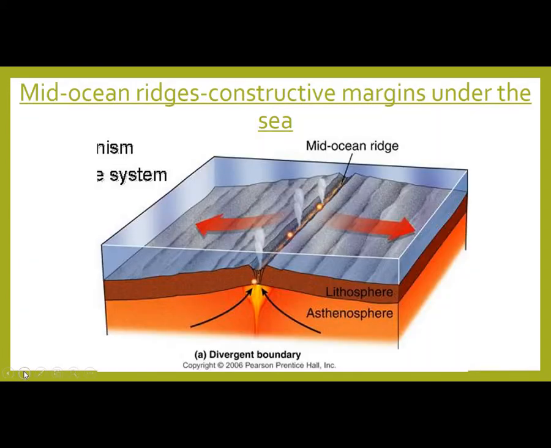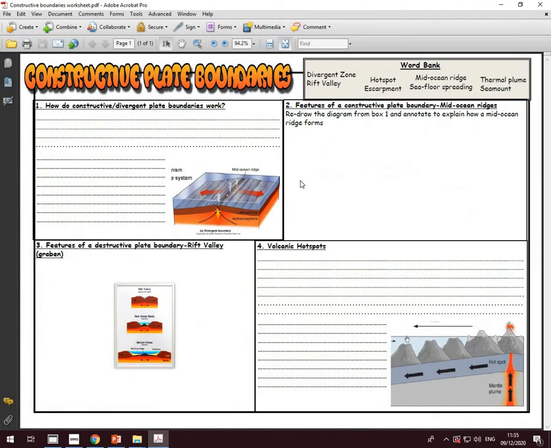Okay, the next thing we're going to look at is how it creates, let's take a look at the sheet, how it creates certain features. So we're going to go for mid-ocean ridges first, and then rift valleys and volcanic hotspots.